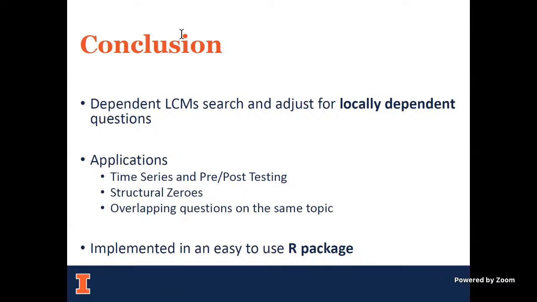And so in conclusion, dependent LCMs are a method of unsupervised learning to group similar responses together in multivariate categorical data, like a personality test or a multiple choice survey. It stochastically searches for which questions are related and corrects for that. We've discussed some good applications: time series pre-post testing, overlapping questions and structural zeros. And we have it available in an easy to use R package.